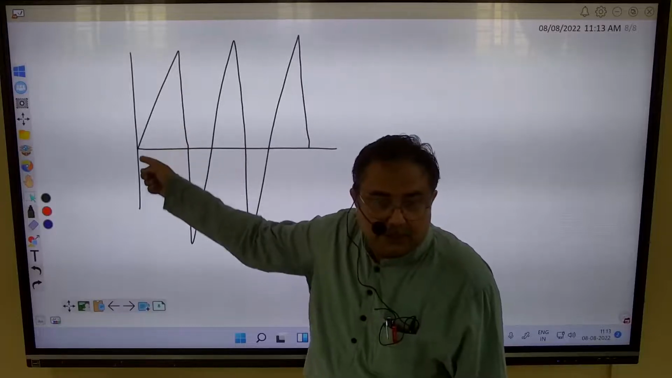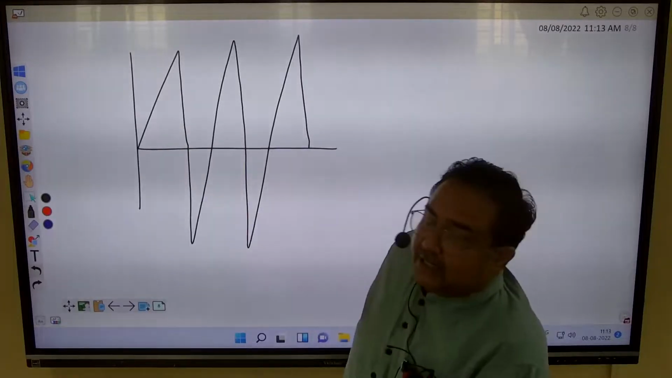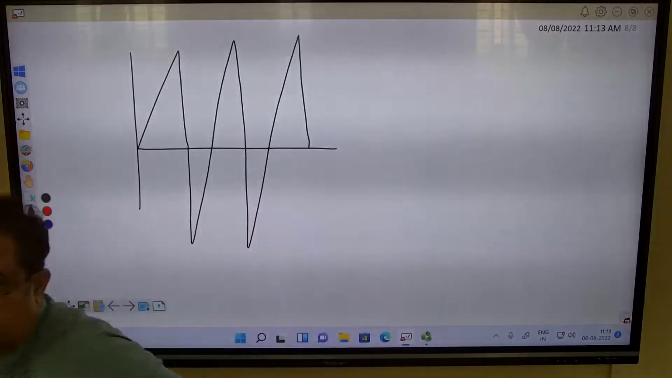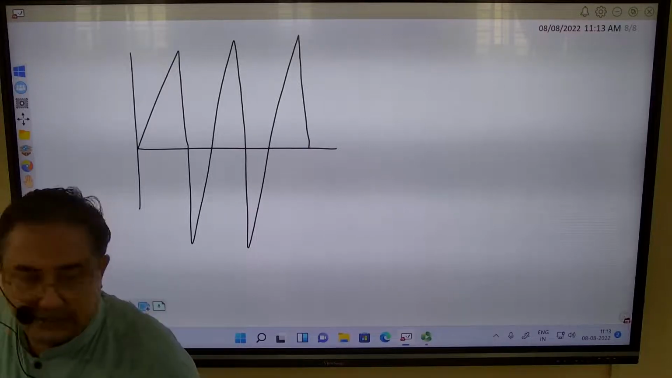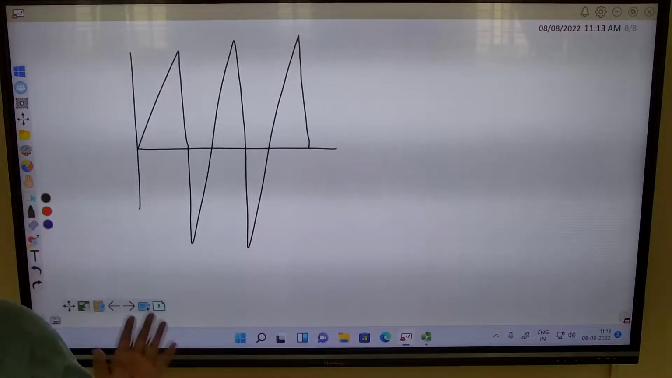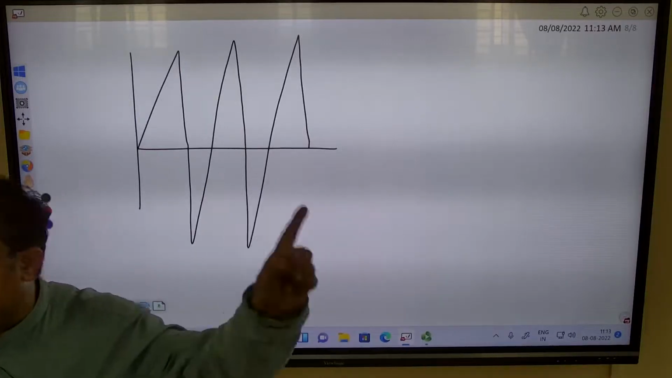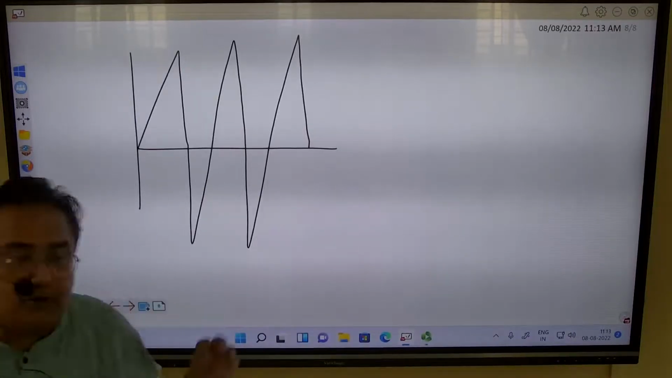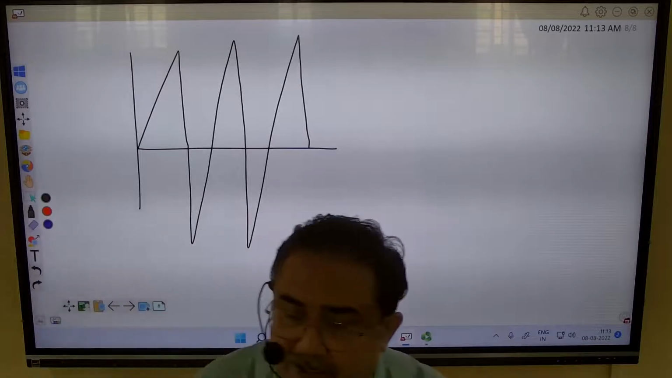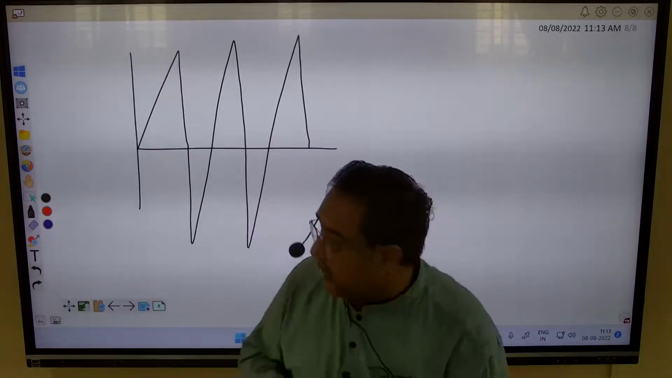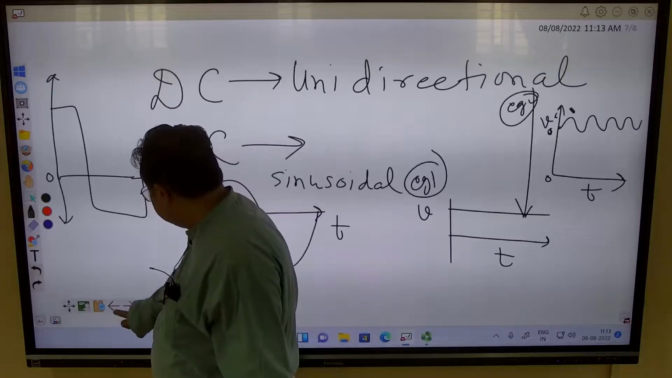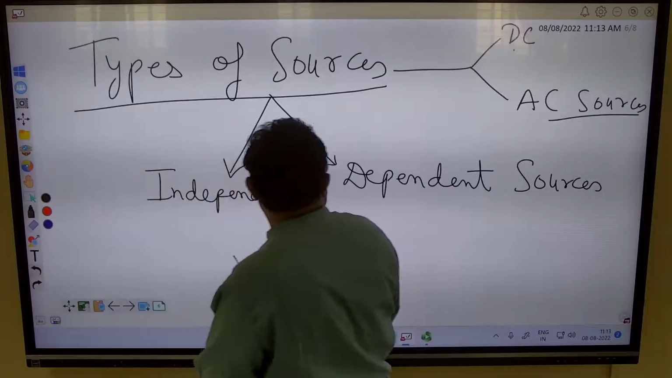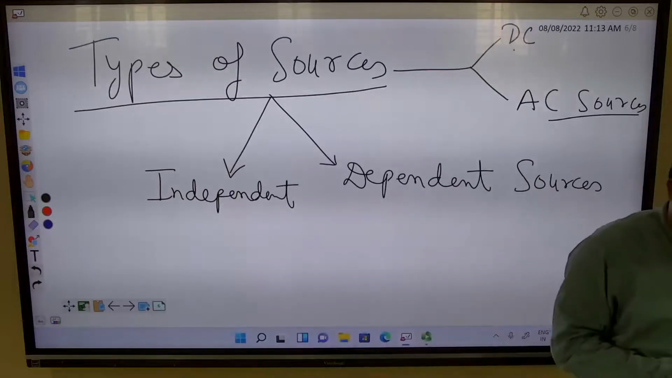You got my point? So you can have the different types of waveforms, AC waveforms, which have positive as well as negative halves. Is it clear? So this is clear. What is AC? What is DC? Another classification, first classification, dependent and independent. I will tell you later on what is dependent, what is independent. But one more classification, DC and AC. Now in the independent and dependent case, okay, there is another classification.